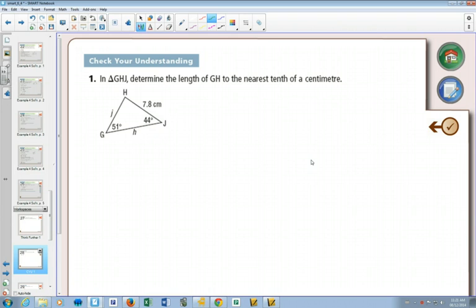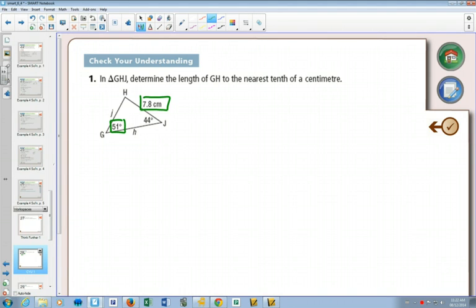Now, we need to find H. So first of all, to determine if we can use the sine law, the question is, do we know an angle and its opposite side? You can see that you know, here's the 51, and you know the opposite side. That's the important first thing. We know we can use the sine law because we have an angle and the opposite side.